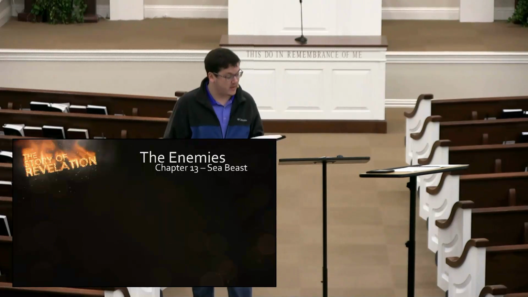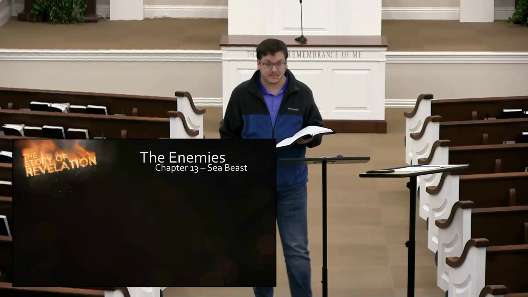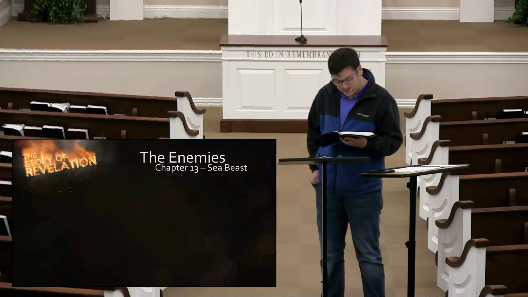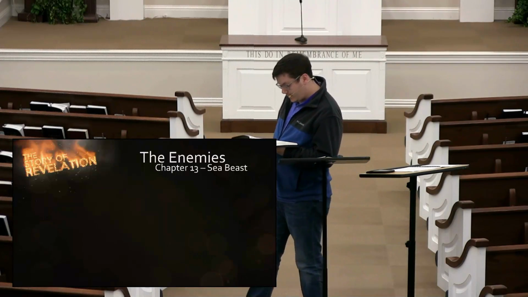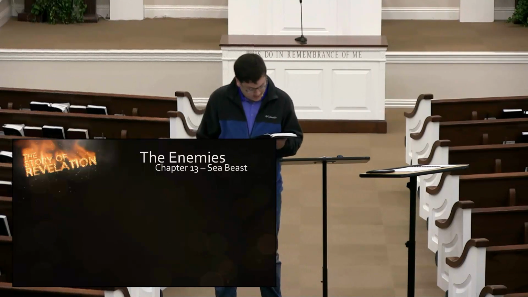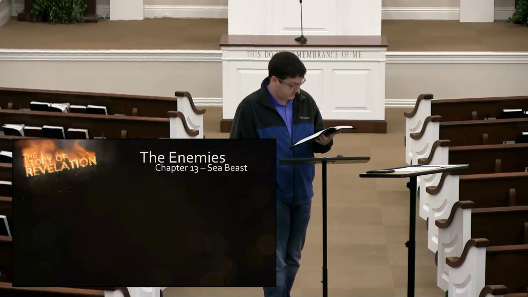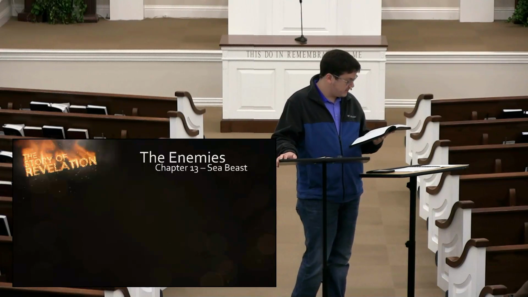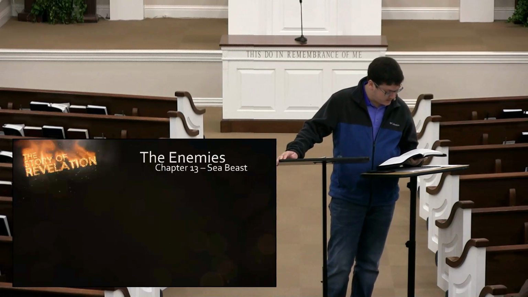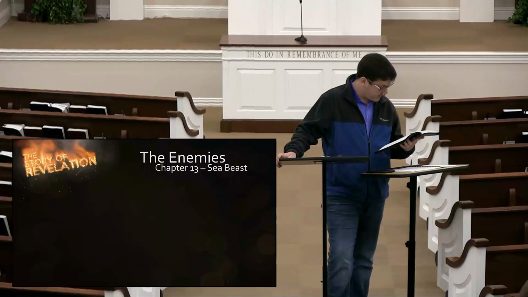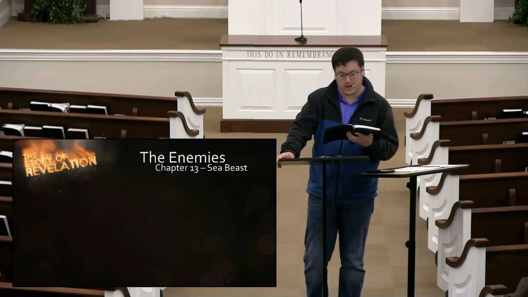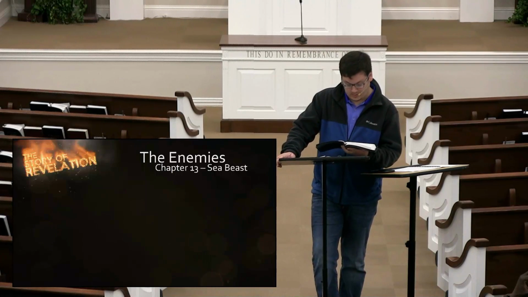So start reading with me at the beginning of chapter 13. And the dragon stood on the sand of the seashore. Then I saw a beast coming up out of the sea, having 10 horns and 7 heads, and on his horns were 10 diadems, and on his heads were blasphemous names. And the beast which I saw was like a leopard, and his feet were like those of a bear, and his mouth like the mouth of a lion. And the dragon gave him his power, and his throne and great authority.